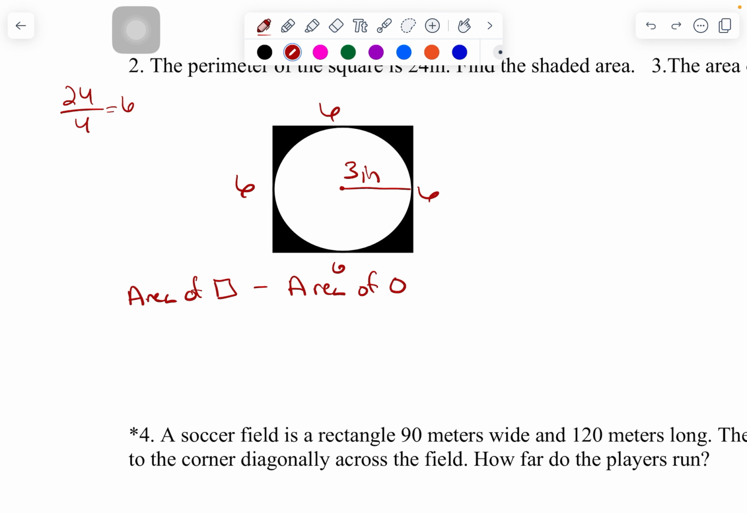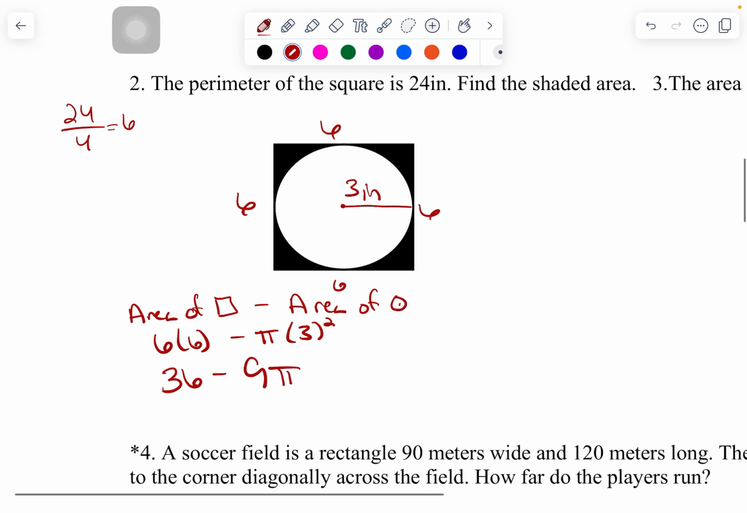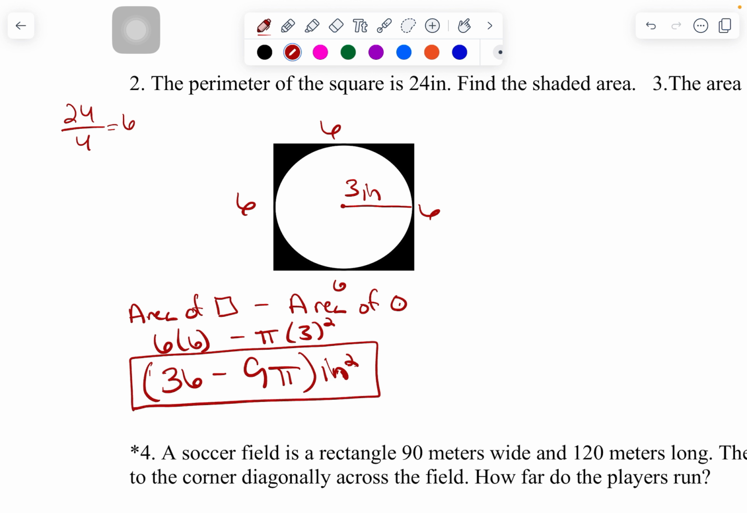There we go, circle symbol. So the area of the square would be 6 by 6. The area of the circle is pi r squared, which is my 3 squared. So that's 6 times 6 is 36 minus 3 squared is 9 pi. My units are inches squared. So 36 minus 9 pi, units are inches squared, and that is the area of the shaded region. All right, so problem number 2, all done.